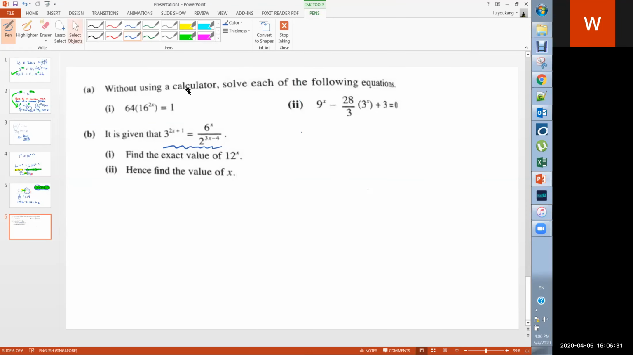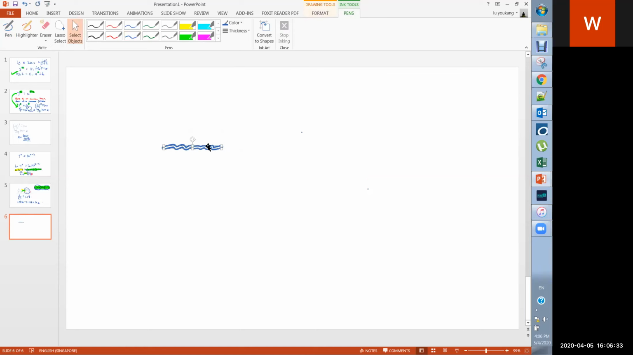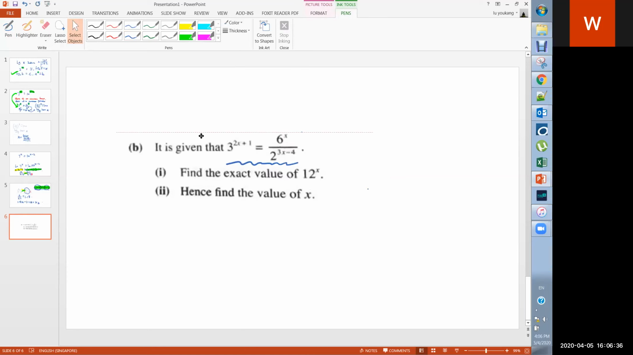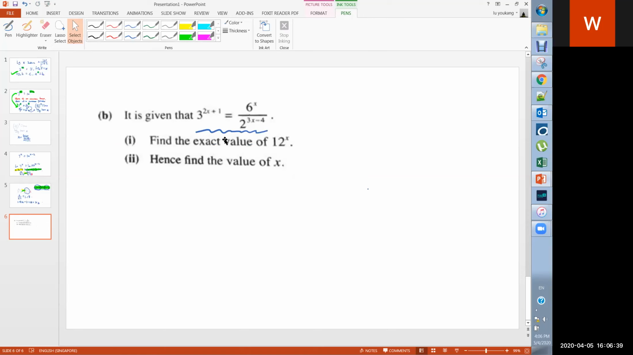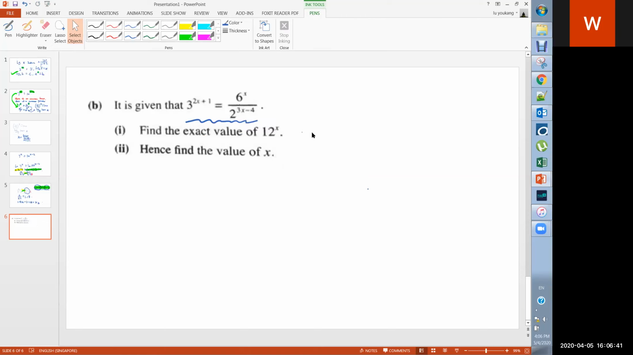So, I'm not too sure if you can use log both sides to do this question, because I don't think they want you to use the log both sides method. Can you see the question already? Yeah. You cannot use log both sides because they don't want you to find out x. They want you to find out 12x first. So in this case, you cannot use log both sides. Then how? You need to use common power.